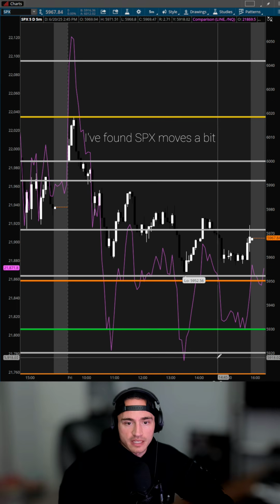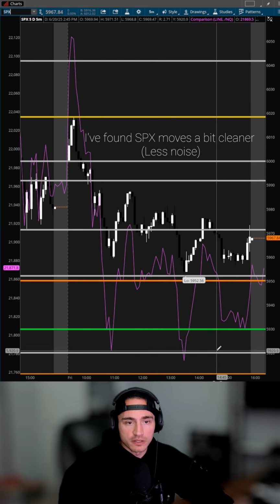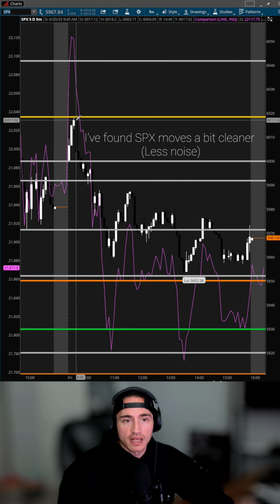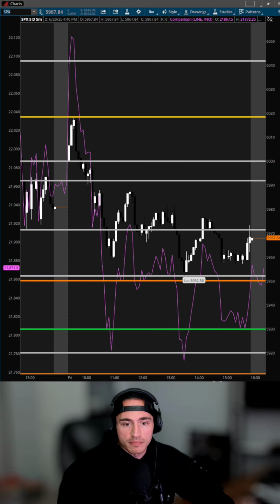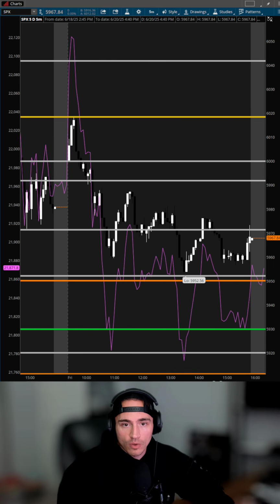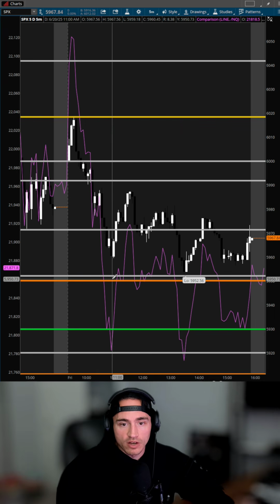Now, SPX to me gives me a little bit cleaner of an idea on how everything is moving. I had this 6,020 previous key level. As you can see, we rejected it pretty much all week, and we came right back up to that on Friday, and then we rejected it all the way back down.